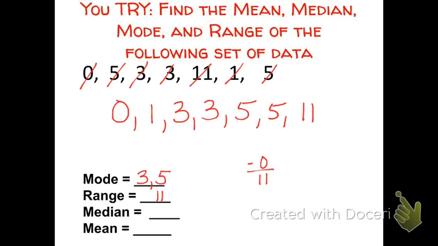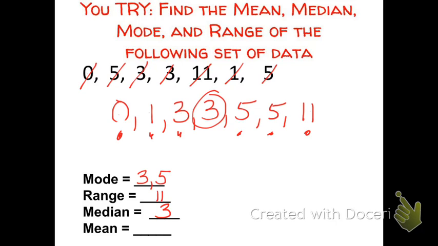Okay, median is the number in the middle. How many total numbers do we have again? 7. What would be the middle of those? The fourth number, right? The fourth number would be the middle. Okay, so the middle number is the 3.